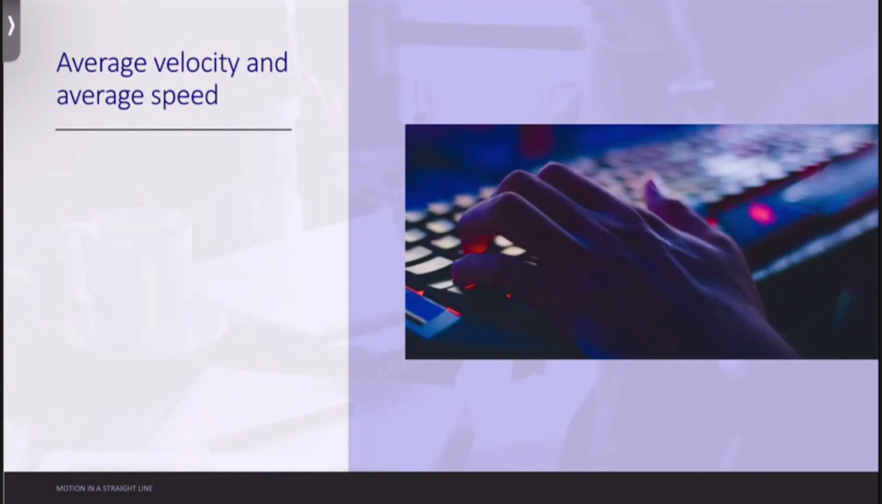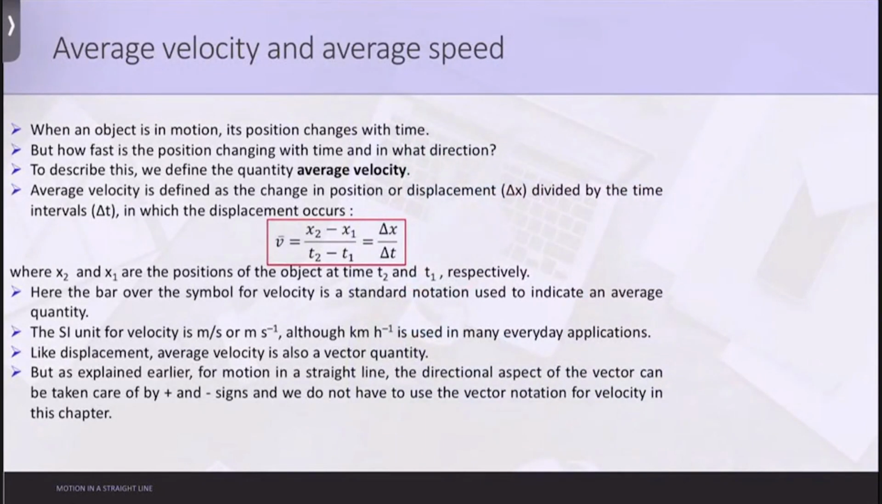Let us start a new topic now, that is average velocity and average speed. Okay, so let us understand this. What is average velocity and average speed? Let us go very slowly and we can understand each and every topic quite clearly then. When an object is in motion, its position changes with time, the basic concept which you understood in the introduction also. But how fast is this position changing with time, and in what direction? What is the rate of change of its position? This value is described by using average velocity. That is how the concept of average velocity came into the picture.